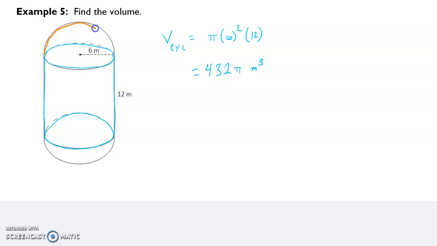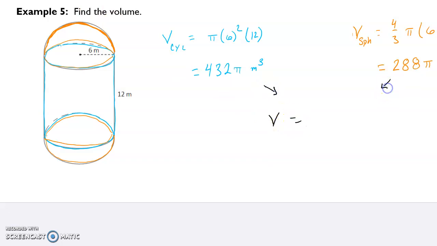And then we have two hemispheres, but if this is one hemisphere and we've got our second hemisphere down here, put them together, we've got a full sphere, so we can really just find the volume of a full sphere. 4/3 pi times your radius cubed, radius is still 6 here, we get a volume for a full sphere, or our two hemispheres, of 288 pi meters cubed, for a total volume which is going to be the sum of these two volumes of 720 pi meters cubed.